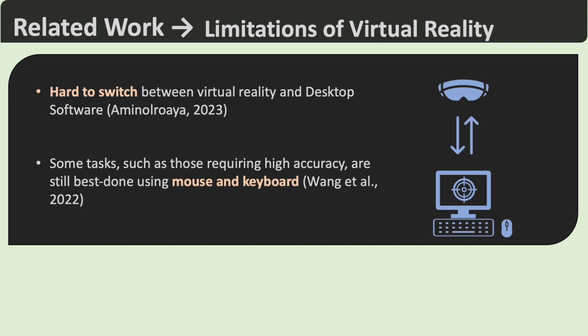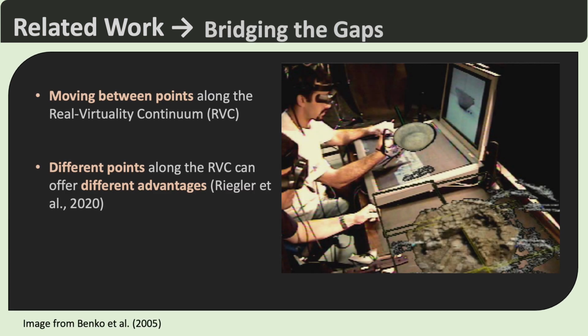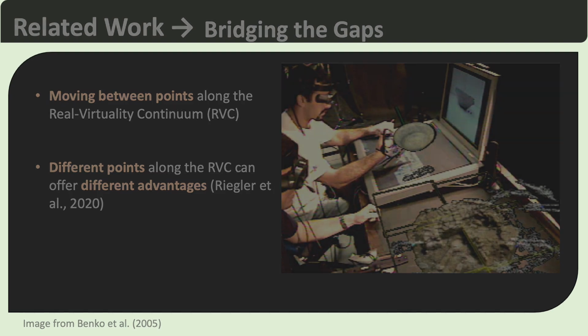Although showing much potential, virtual reality systems have limitations. For one, switching back and forth between virtual reality and desktop software is difficult. And furthermore, certain tasks requiring higher accuracy are still best done using traditional tools requiring mouse and keyboard. As early as 2005, Banco et al. had showed how an object visualized on a two-dimensional touchscreen can be transitioned into mixed reality and viewed as a three-dimensional object. Research since then has showed that different points along the RVC offer different advantages to the user.